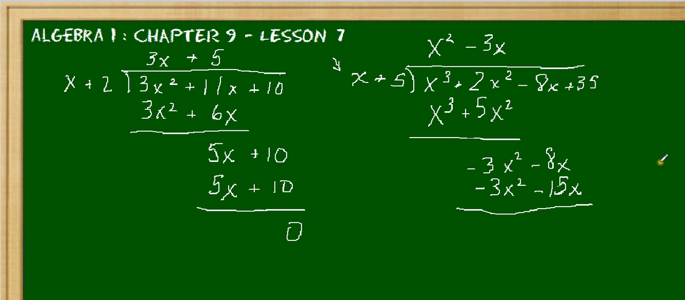But what's going to happen here? Well, remember when you subtract a negative, we did it here. You subtract a negative, it's like adding a positive, okay? And that's what's happening here. You have negative 8x minus negative 15x. It's like saying negative 8x plus positive 15x, and the answer would be 7x.